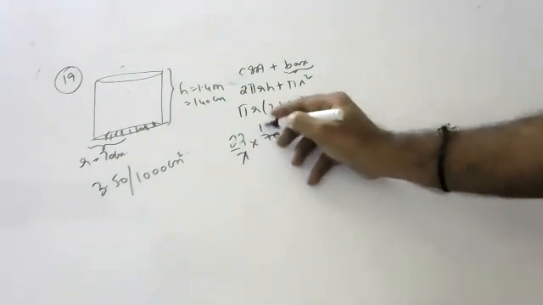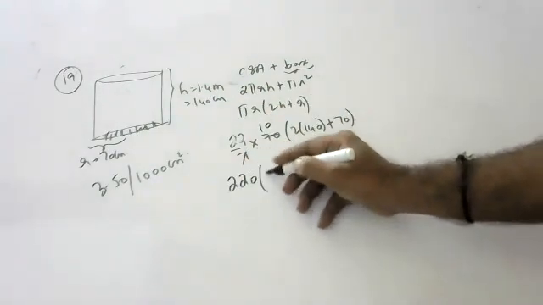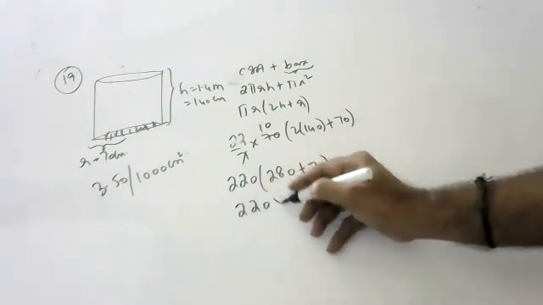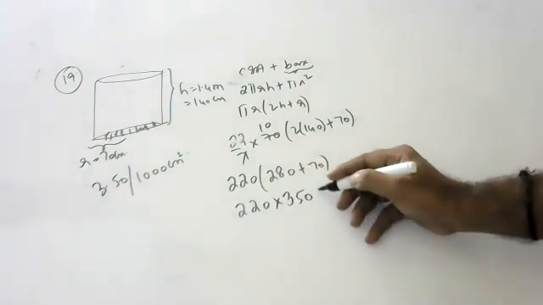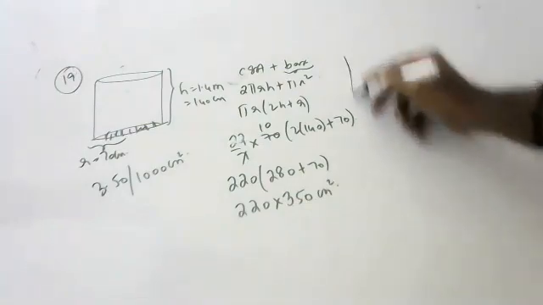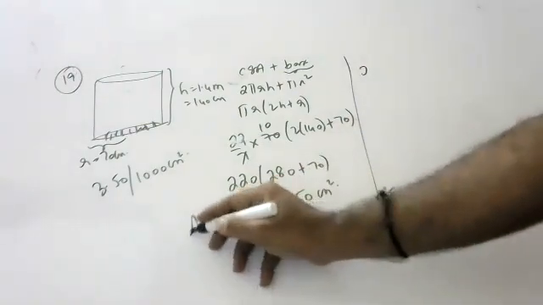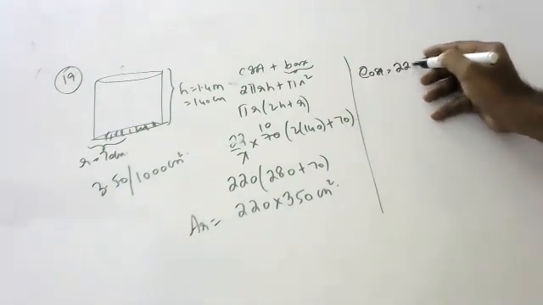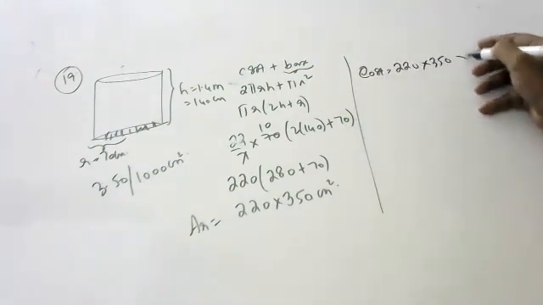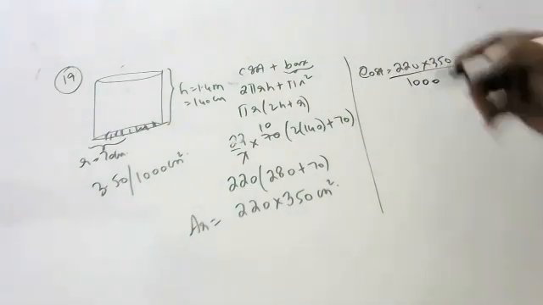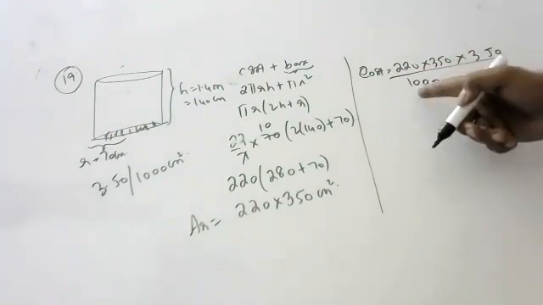7 tens. 22 into 10 into 280 plus 70, that is 350. So 220 into 350 centimeters square. Okay, and this is area. Now cost is 220 into 350 at 3.50 per 1000 centimeters square.